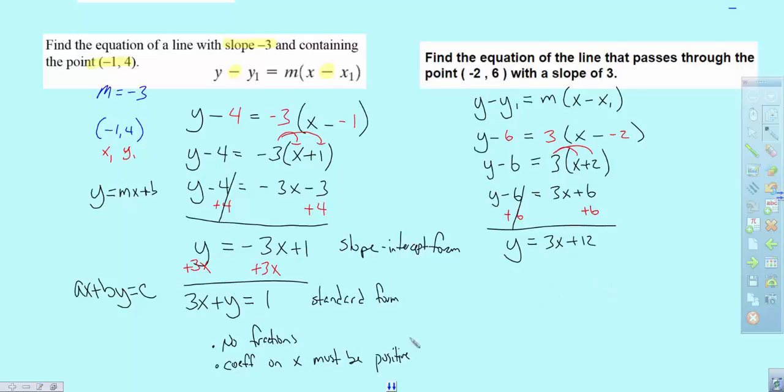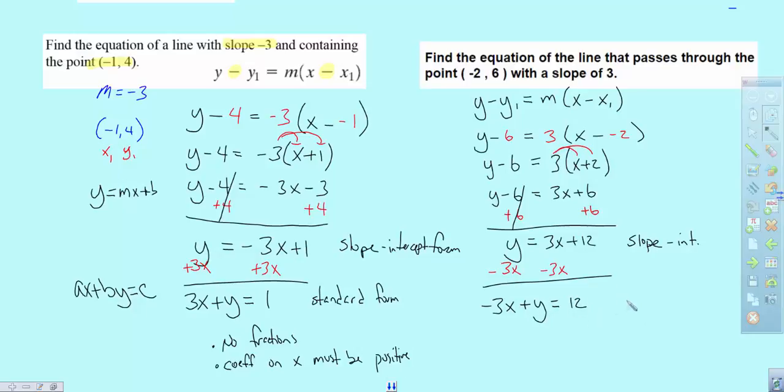At this point, I'm like, okay, that's definitely slope-intercept form, but I might need to put it in standard form. You have to make sure that you read the directions and look at what they're looking for. That's the key thing. So let's go ahead and practice putting it in standard form. I subtract 3x, and I get negative 3x plus y is equal to 12.